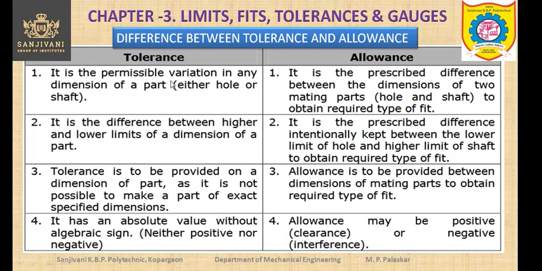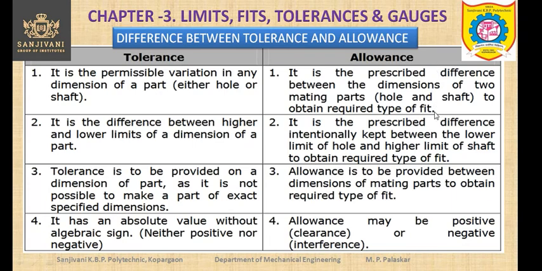So tolerance is nothing but the permissible variation in any dimension of a part, either hole or shaft. So tolerance is specified for only one part. It may be hole or it may be shaft, any dimension of that particular part. So the permissible variation, the variation which can be permitted in a particular dimension of a particular component, whether hole or shaft, is the tolerance. But allowance is the prescribed difference between the dimensions of two mating parts, hole and shaft, to obtain the required type of fit. So allowance is nothing but the difference between the dimensions of the two mating parts.